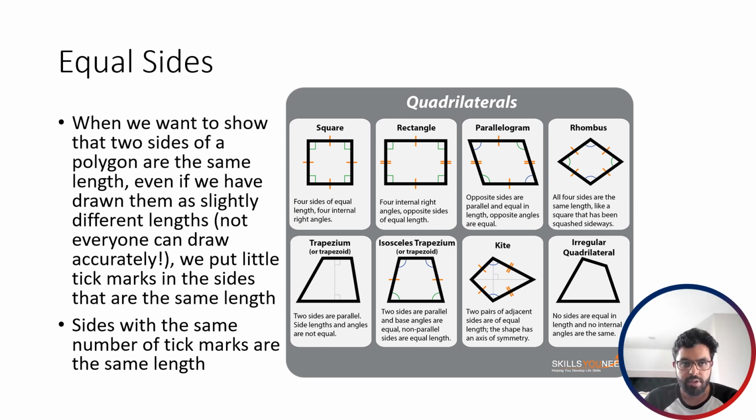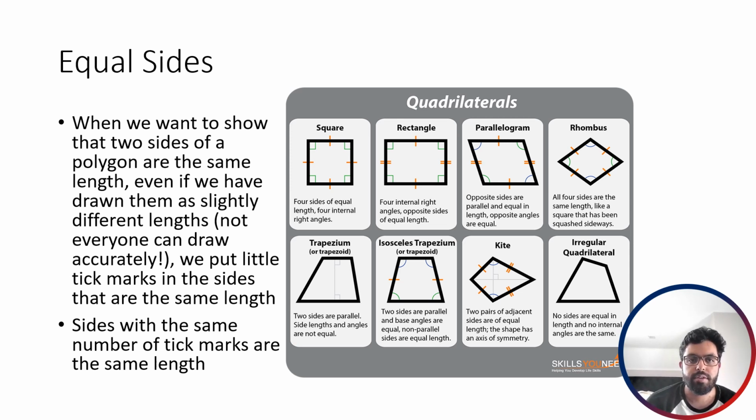talking about polygons. So if you read the text on the left side of the screen, it says, when we want to show that two sides of a polygon are the same length, even if we've drawn them at slightly different lengths, that happens sometimes, then we put these little tick marks in the sides that are the same length as each other. So what does that look like?